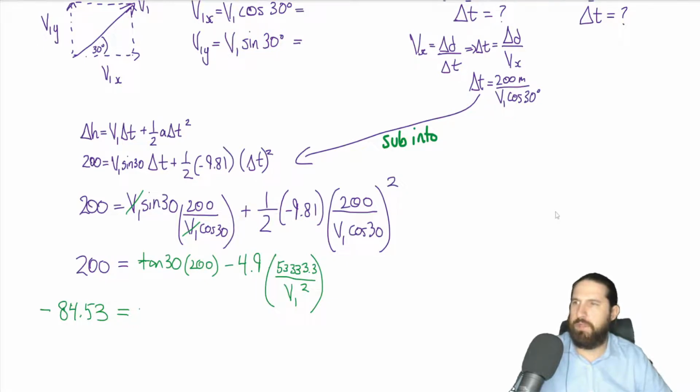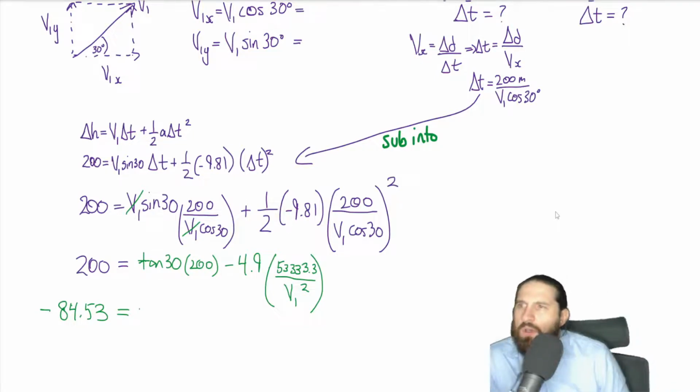Is that right? I think that's right. Squared equals a negative. How is that the case? It's traveling up, yes. That's going down, yes. Divided by velocity. X is cos 30, yes. It's 200 meters, yes. 1/2 a delta t squared. Yes, that is the equation.